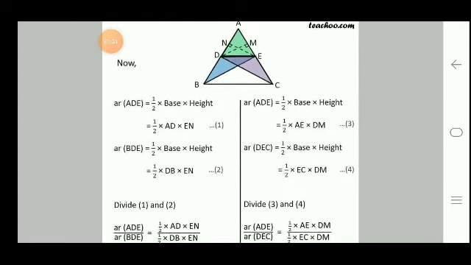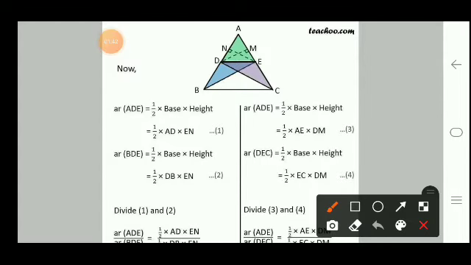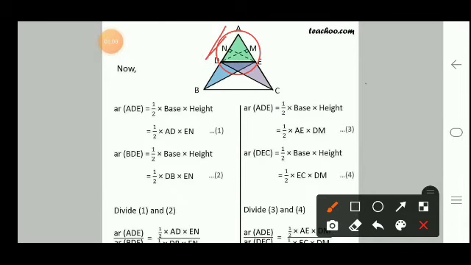as you can see here, we are taking the area of triangle ADE. So where is triangle ADE? This is our triangle ADE. Now in this triangle ADE, its area is half into base into height. What is the base here? Base is AD. Then what is the height here? Height is EN. You can see the perpendicular here. EN is the height here. So its area is half into AD into EN.